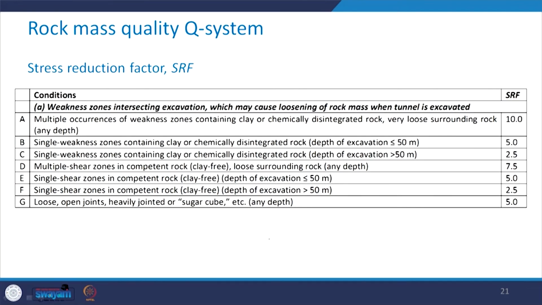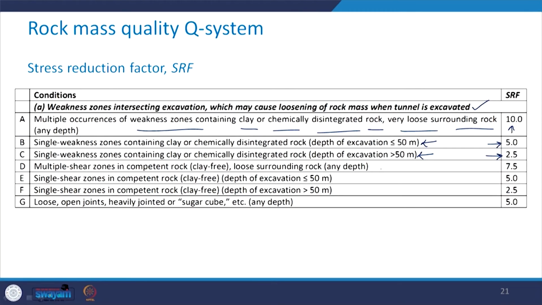So, the first one is the weakness zones intersecting excavation which may cause loosening of rock mass when the tunnel is excavated. In this one we can have the condition of multiple occurrences of weakness zones containing clay or chemically disintegrated rock, very loose surrounding rock at any depth, and then the rating is assigned as 10. If you have single weakness zones containing clay or chemically disintegrated rock with depth of excavation less than or equal to 50 meter, a rating of 5 is assigned, and if the depth of excavation is more than 50 meter, a rating of 2.5 is assigned.